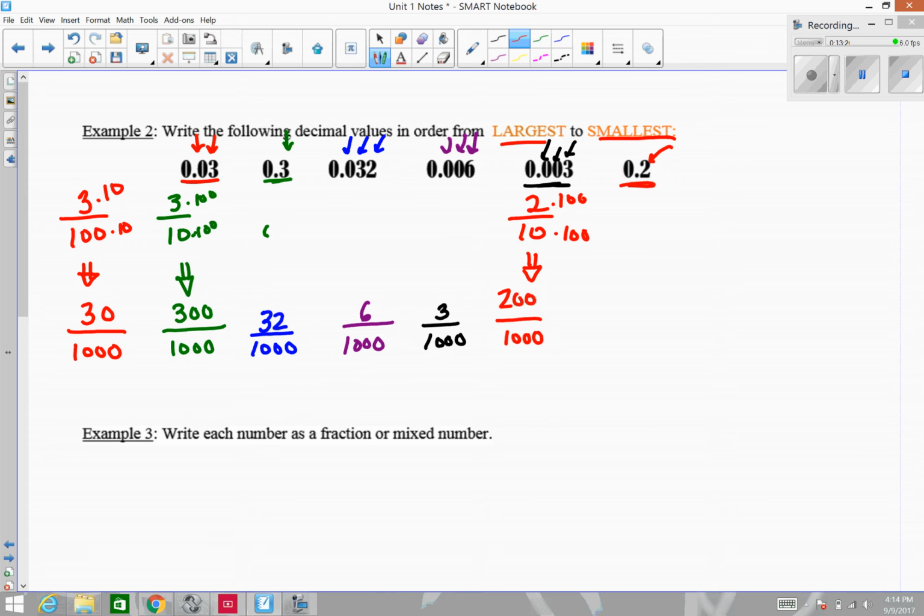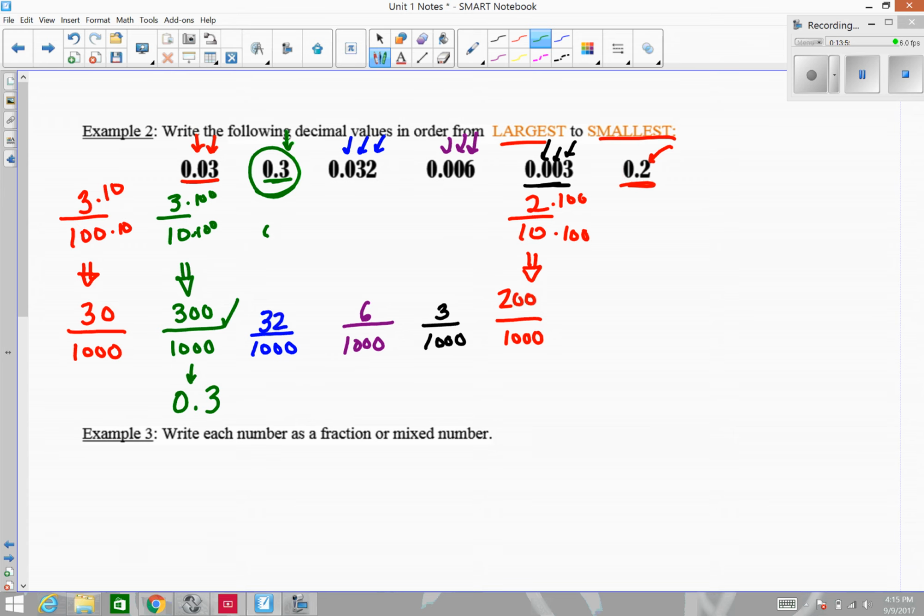Now it is easy for us to compare these. Whichever ones have the larger numerators are going to be the larger numbers. So it looks like my 300 over 1,000 is the largest. There's more of those thousandths than any other number. And that 300 over 1,000 was equivalent to 0.3. So this 0.3 is actually our largest number. So writing these in order from greatest to smallest, 0.3 is the largest. Okay, so that takes care of that fraction.